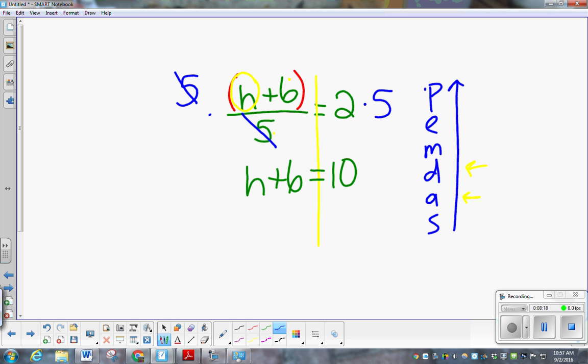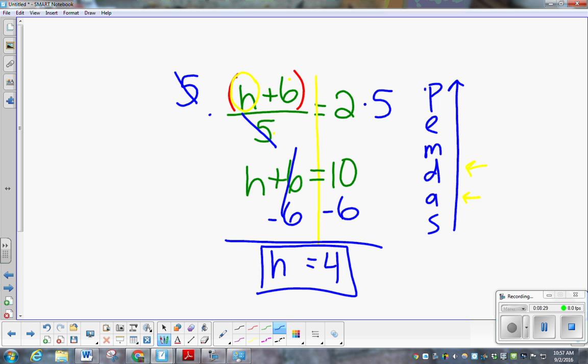Now we just have a one-step equation. H is being added to 6. We don't want that, so we're going to do the inverse operation and subtract 6, and we're left with h equals 4. You can check it. Plug it back in. 4 plus 6, if I plug it in right here, is 10 divided by 5 is 2. So we know it works.